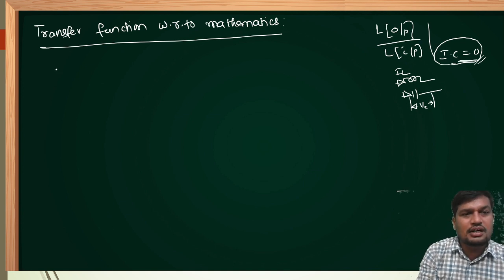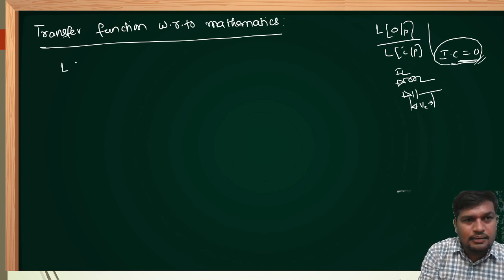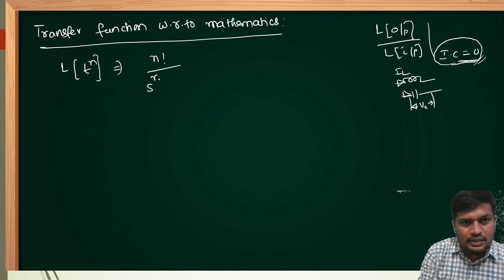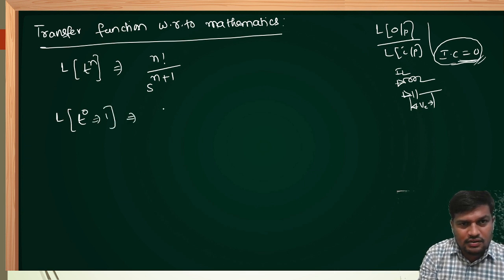Maybe in mathematics you studied formulas of Laplace, whereas in signals and systems also you studied Laplace formulas. Once again, I am repeating the formulas just for understanding purposes. Laplace of t power n is nothing but n factorial upon s power n plus 1. Let us assume n is 0, so t power 0 will become 1. Substitute here: 0 factorial will become 1, s power 0 plus 1 will be s power 1. Laplace of 1 will be 1 by s.